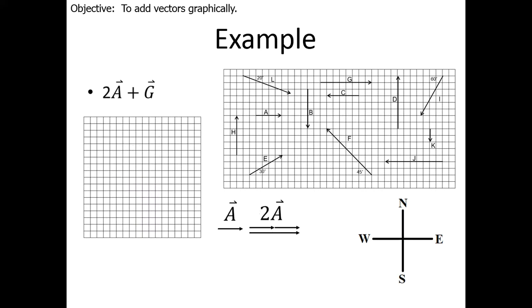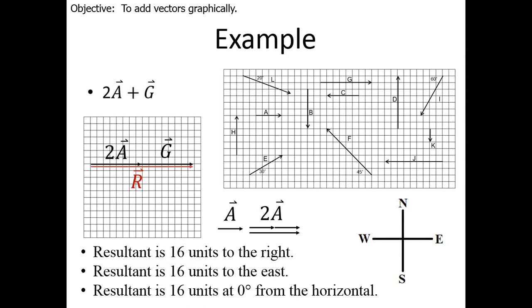Now, if we multiply our vectors by a scalar, well, I've got A here, and if I multiply it by 2, that just simply means I have twice as many units as I did before. So instead of 1, 2, 3, 4 units for A, it is now going to be 8. I start with 2A, and I add G. I add them just like I did before, and I get 16 units to the right, or 16 units to the east, or 16 units at 0 degrees from the horizontal.